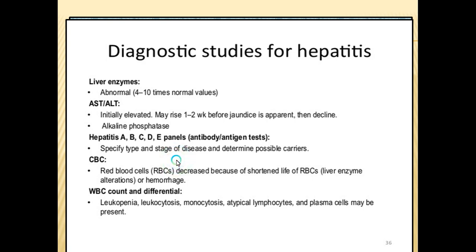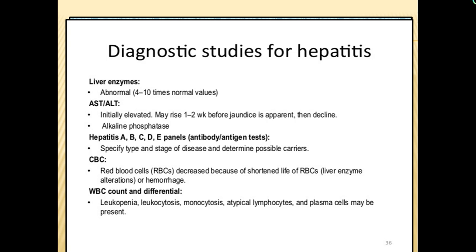Now we'll come to diagnostic tests. Because hepatitis is inflammation of the liver, naturally the liver enzymes are going to be affected. Liver enzymes will be 4 to 10 times the normal values. So first, you check the liver values, and they will be more than 4 to 10 times.